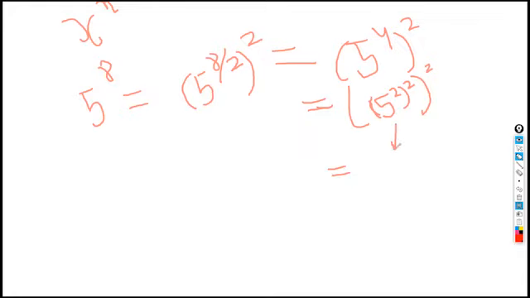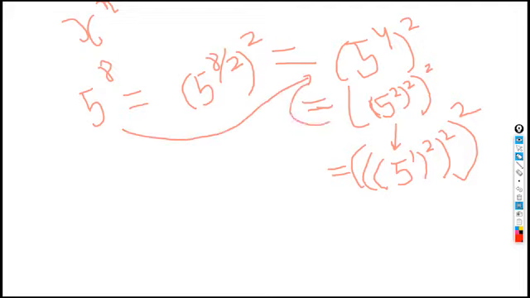Now we can again replace this 5 to the power 2 as 5 to the power 2 by 2. This is 8 by 2, this is 4, this is 4 by 2, and now this is 2 by 2, which will be 1. So 5 to the power 1, squared, squared, and then the square of this. So how many steps did we actually take to calculate this? Ignore this, because this is nothing but this part only. So this is 1, this is 2, this is 3. The steps were 3 steps. And what is 3? This is nothing but log 8 to the base 2.